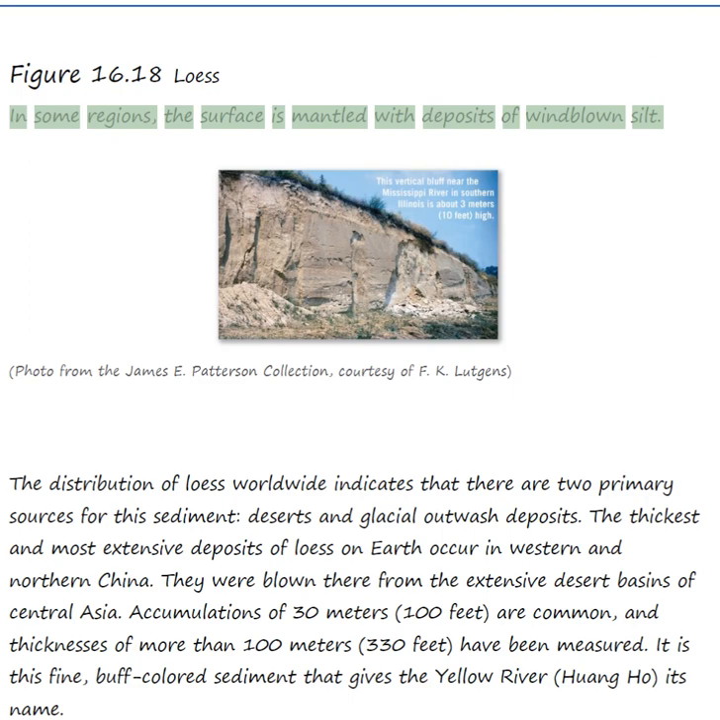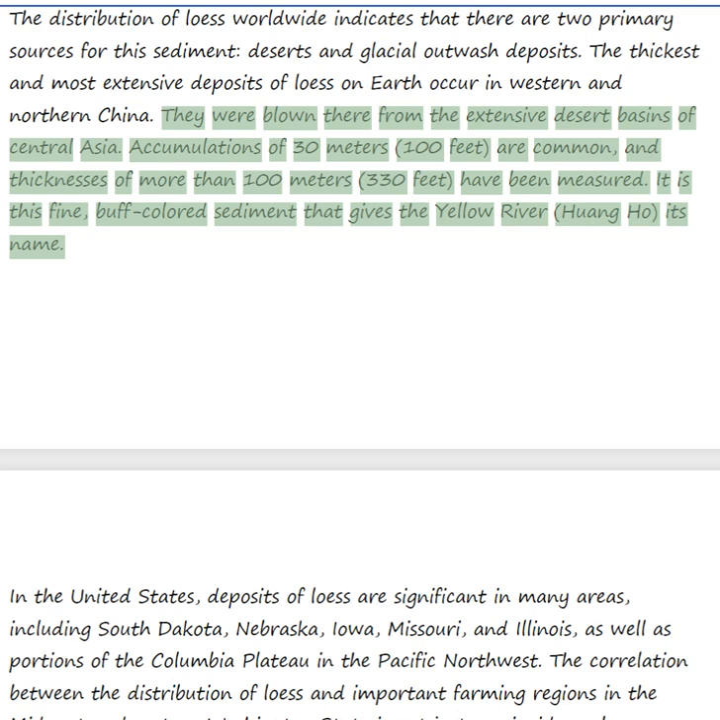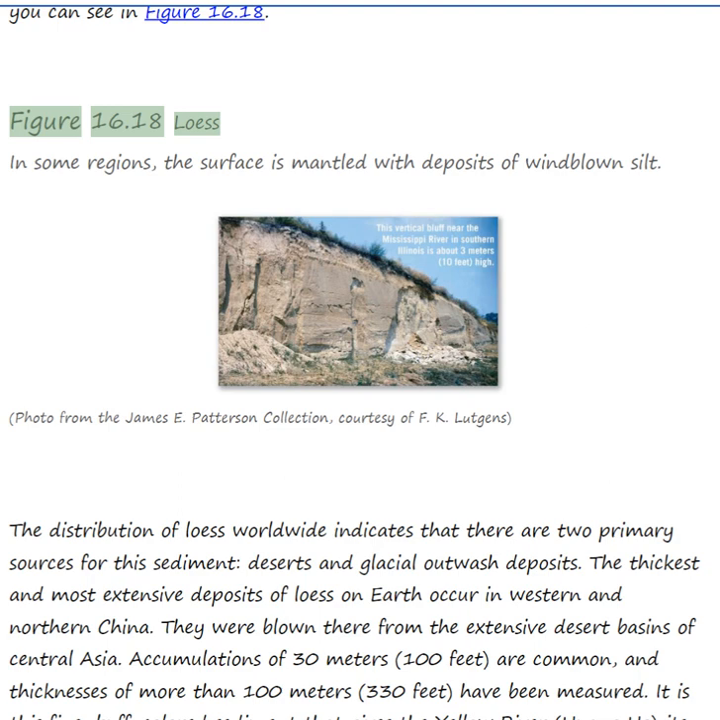In some regions, the surface is mantled with deposits of windblown silt. The distribution of loess worldwide indicates that there are 2 primary sources for this sediment: deserts and glacial outwash deposits. The thickest and most extensive deposits of loess on Earth occur in western and northern China. They were blown there from the extensive desert basins of Central Asia. Accumulations of 30 meters are common and thicknesses of more than 100 meters have been measured. It is this fine, buff-colored sediment that gives the Yellow River its name. Figure 16.18 Loess.